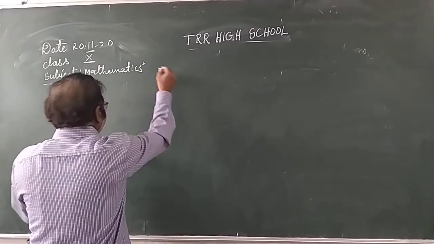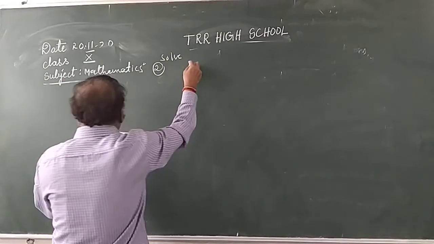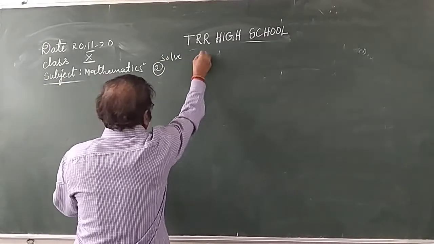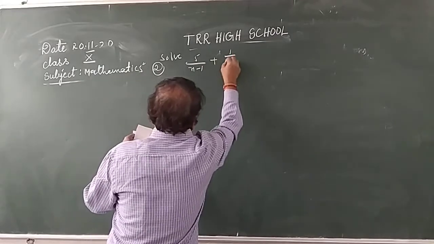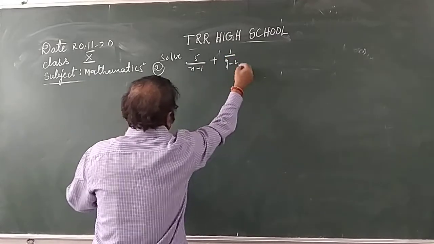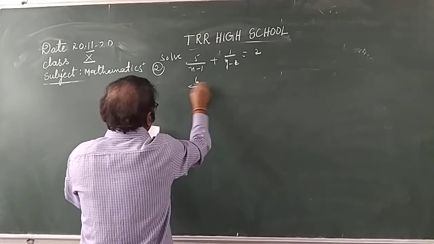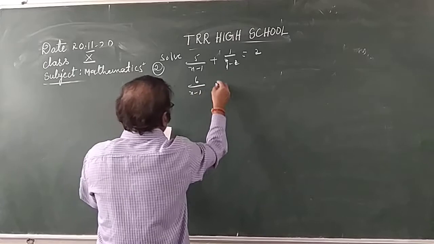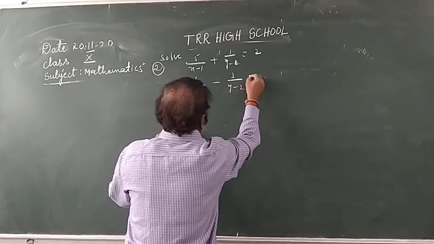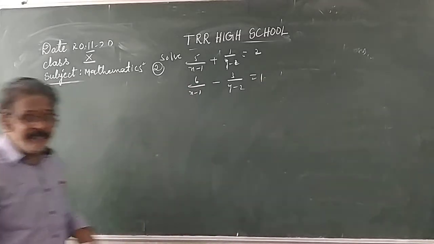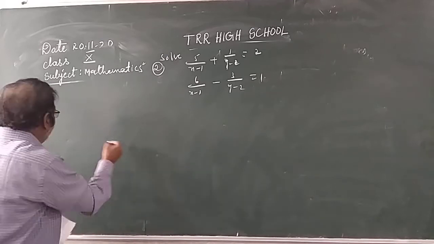One more problem. Solve 5 by x minus 1 plus 1 by y minus 2 is equal to 2, and 6 by x minus 1 minus 3 by y minus 2 is equal to 1. So this is not in the form of ax plus by equal to c; you have to reduce it to that form.